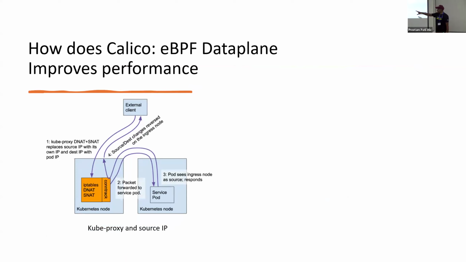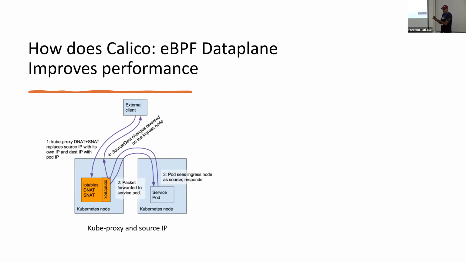So if you take that as an example with kube-proxy and source IP, you have a client IP. The client IP generates your request, and that lands on your node, where typically you have an ingress gateway or something you are running, which does the DNAT and a source NAT and replaces the source IP with its own IP. Because your service is running on another node, it has to do a source NAT and the destination NAT and then send it to the node where the service is running, and the packet is forwarded to the service pod IP.